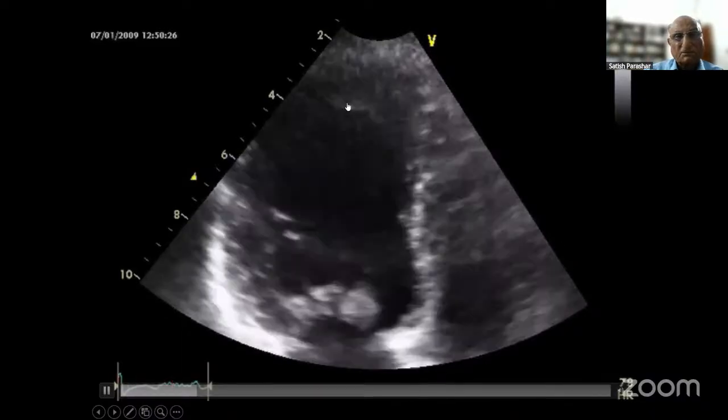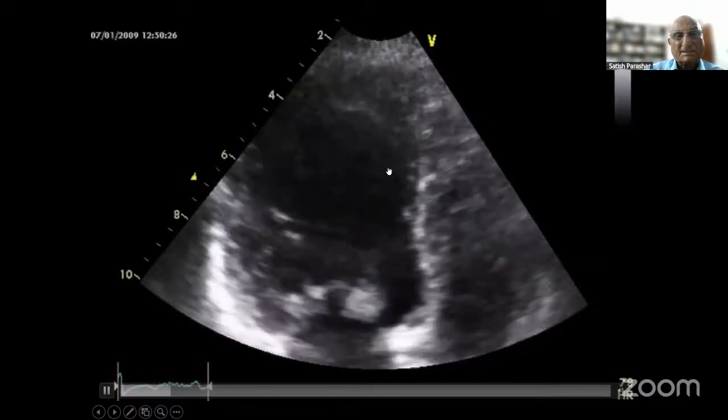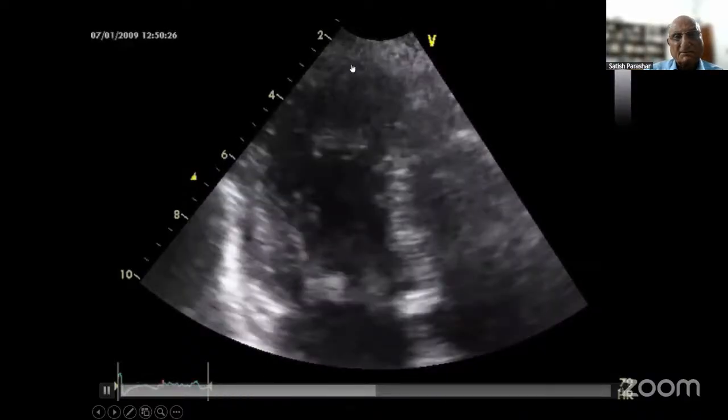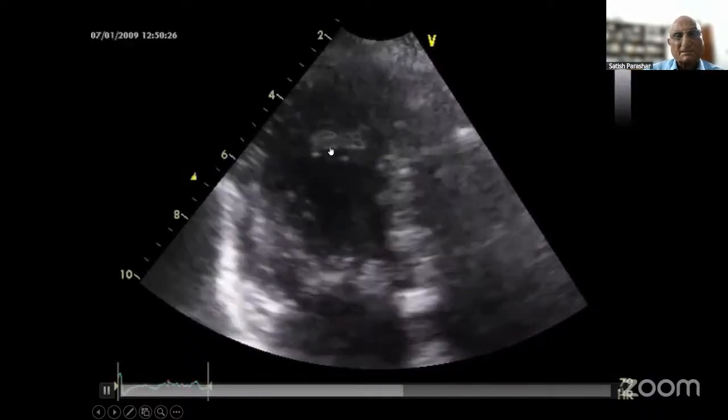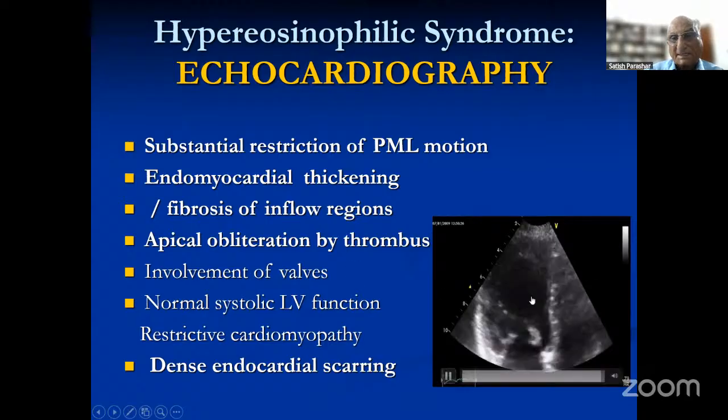given by this diagnosis. And then when we went into the various of history, there was a history of eosinophilia, and she was investigated in detail. So that is by a complete echo, and you see a thrombus in the presence of a normal mitral wall. So there is a substantial restriction of the posterior mitral leaflet, marked endomyocardial thickening, which was seen from various views, and there was apical obliteration by the thrombus, and there was a dense endocardial scarring.